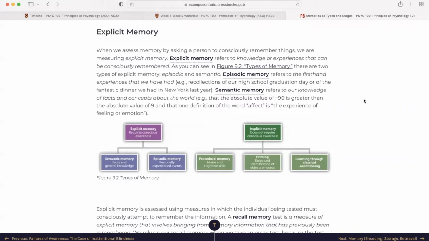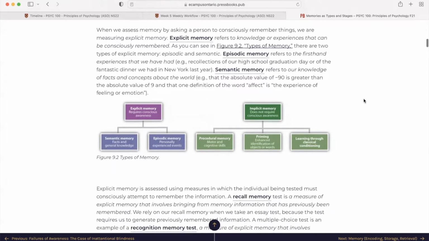So in this chart, it has under explicit memories, which requires conscious awareness, in one square, semantic memory, facts and general knowledge, and in the other square, episodic memory, personally experienced events. And then in the next category for implicit memory, which does not require conscious awareness, it has procedural memory, which is motor and cognitive skills, priming, enhanced identification of objects or words, and learning through classical conditioning.